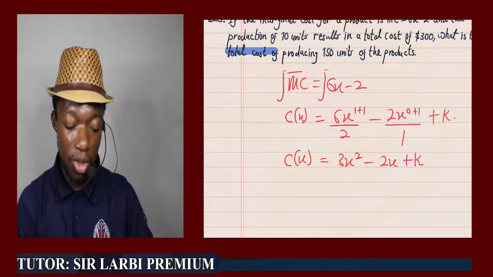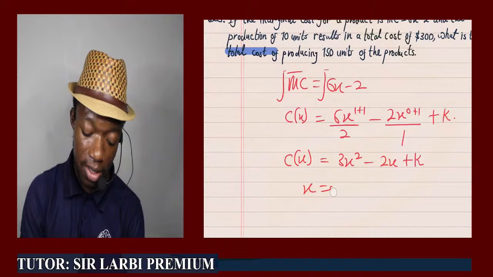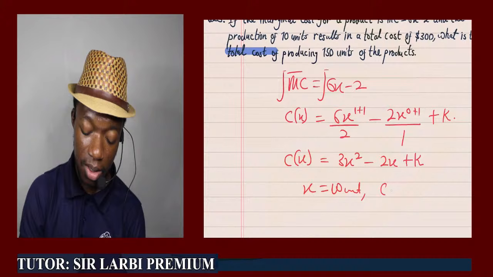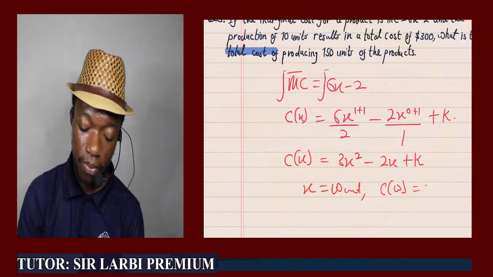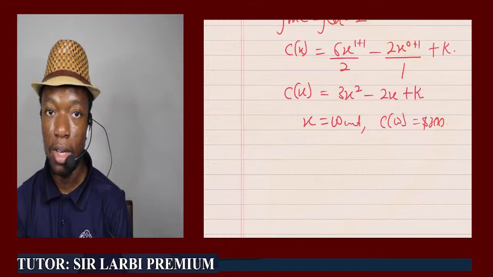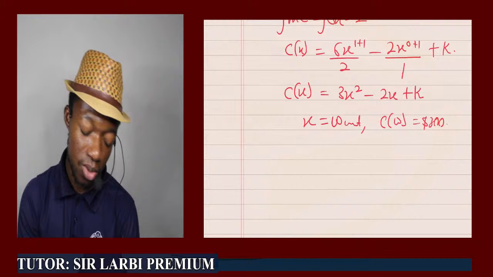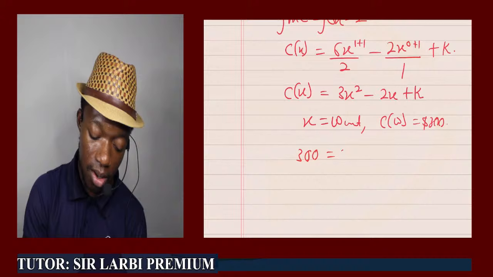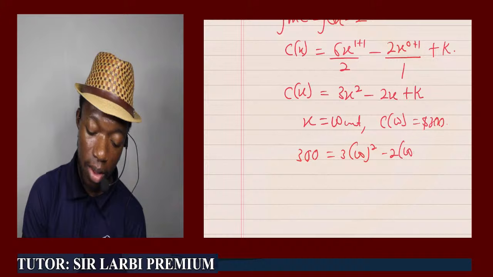Okay, so what do we do? Now we have x equal to 10 units, and we have the total cost for it equal to $300 here. We are using these figures to find the value of k. So I know that the cost, 300, is equal to 3 times x, which is 10, to the power 2, plus k. So we want to make k the subject.